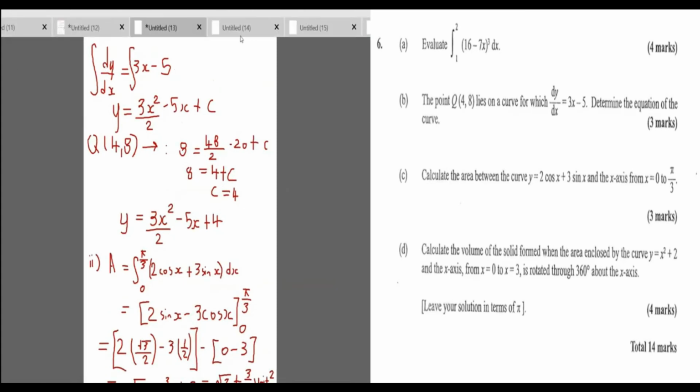Finally, we have one more portion of this question to deal with. It's the part that is asking about volume. It says calculate the volume of the solid formed when the area of the curve x squared plus 2 and the x-axis from x being 0 to x being 3 is rotated 360 degrees about the x-axis. So they're asking us for the volume.